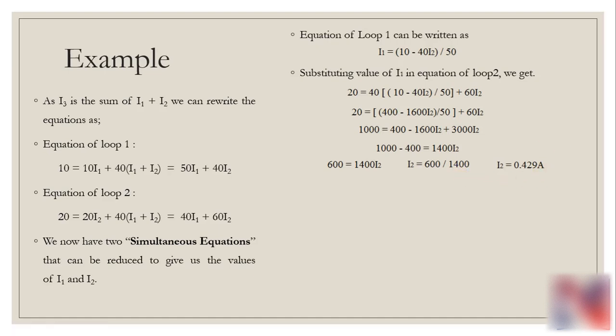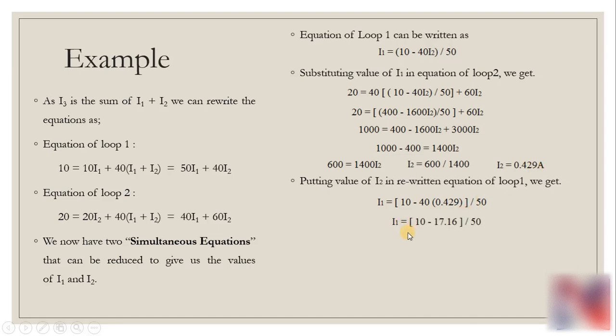So we get the value of I2 to be 0.429 ampere. Now putting the value of I2 into I1, we get the value of I1. So I1 will be equal to (10 minus 40 multiplied by 0.429 ampere) divided by 50. So we get its value as 10 minus 17.16 divided by 50, which will be equal to minus 7.16 divided by 50. The value of I1 comes out to be minus 0.143 ampere.